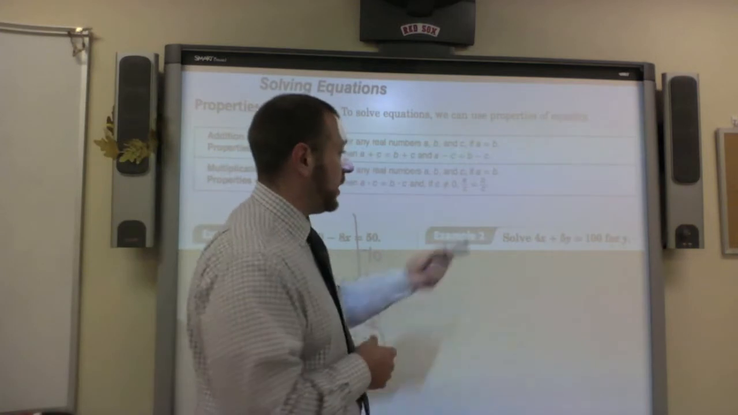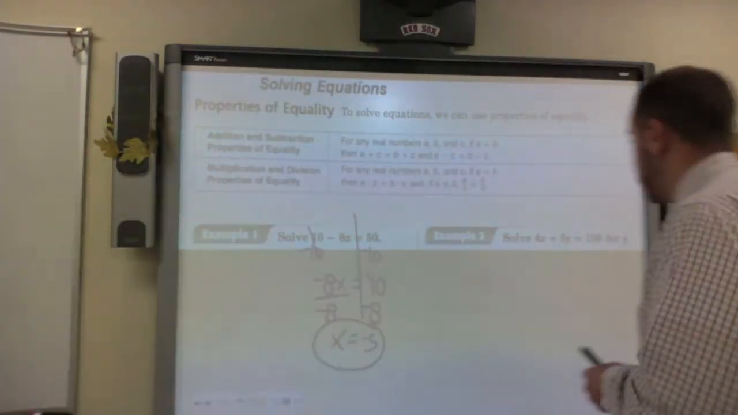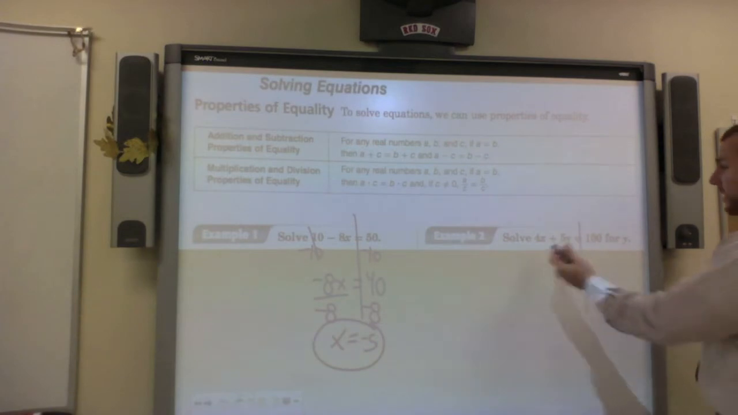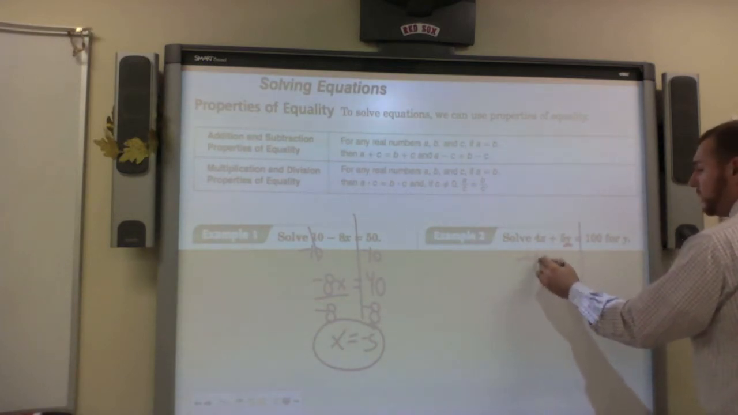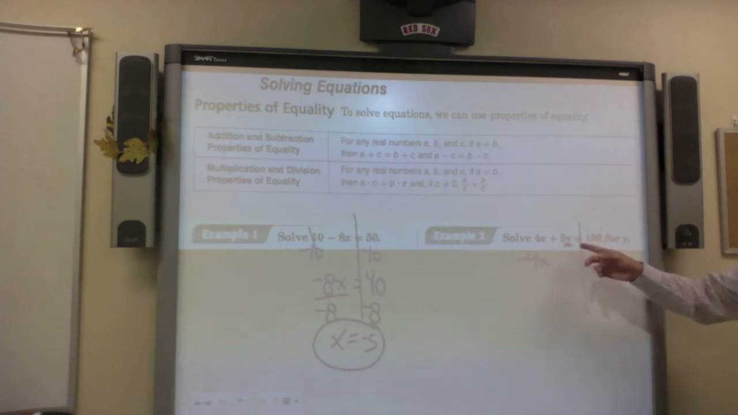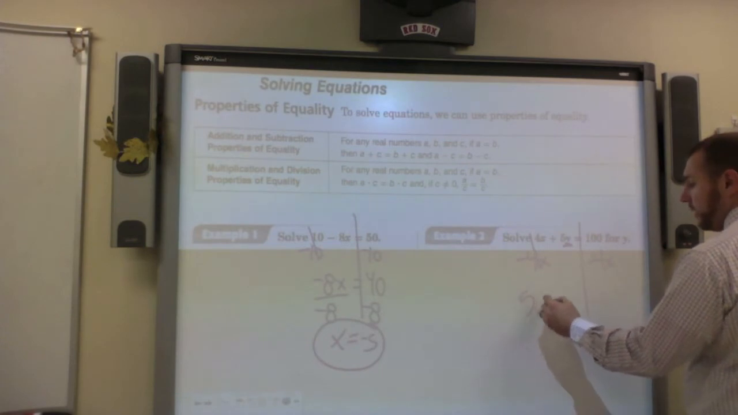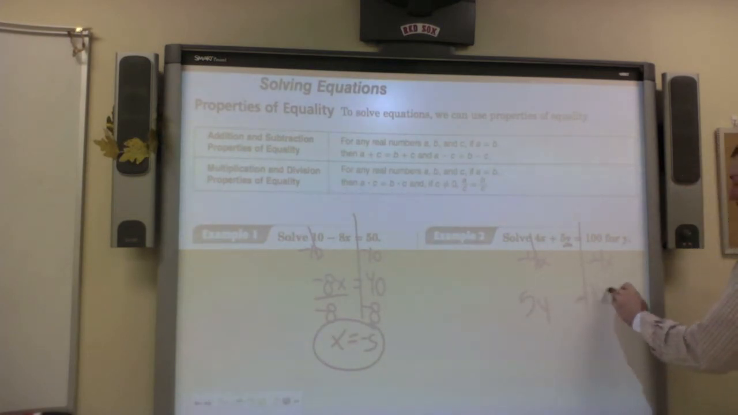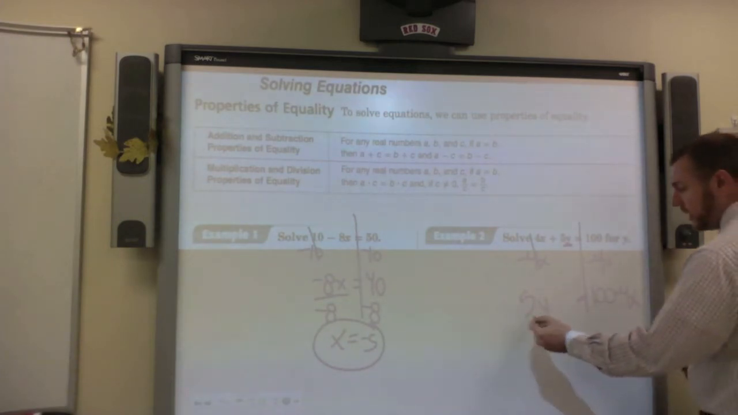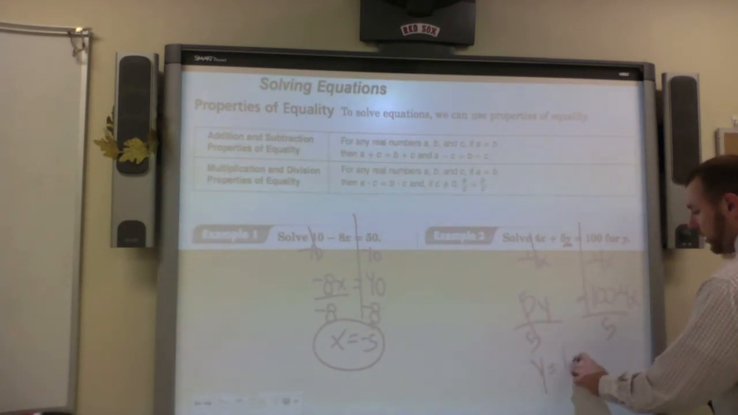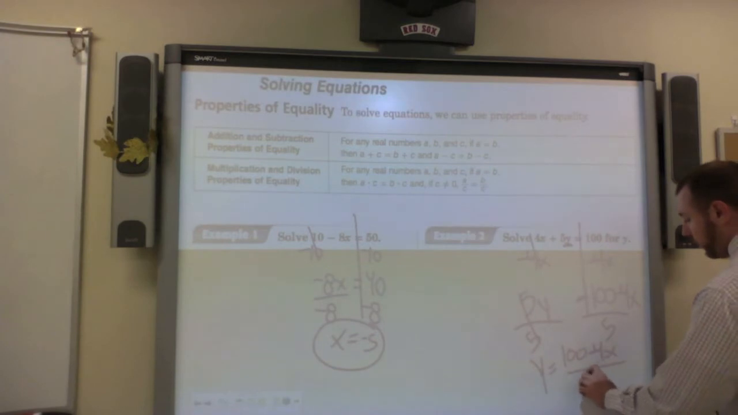For example 2, it asks us to solve for y, which is a variable, but it's the same process. So we draw the line, and then the first thing we want to do is subtract this 4x, because we only want the y, we want to move that over. Those cancel out from this side. I have 5y equals 100 minus 4x. Because they're not like terms, I can't combine them. Then I divide by 5. Y equals 100 minus 4x over 5.